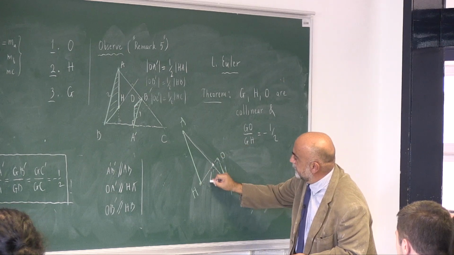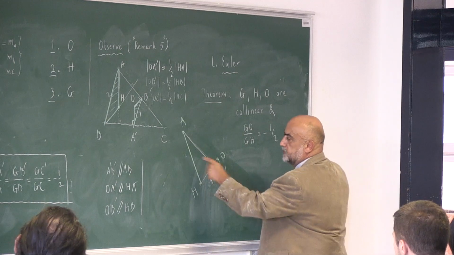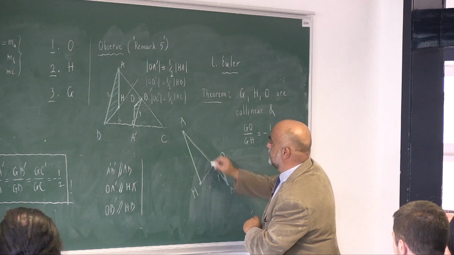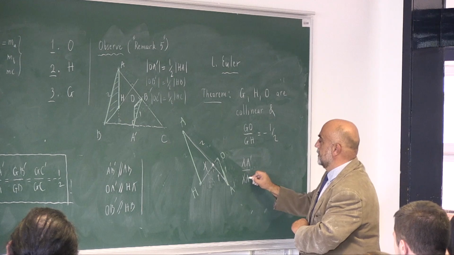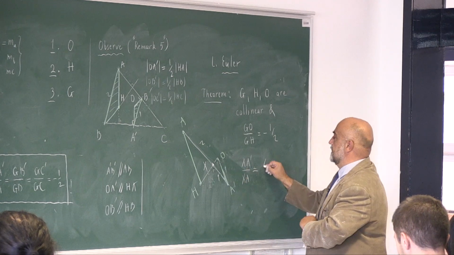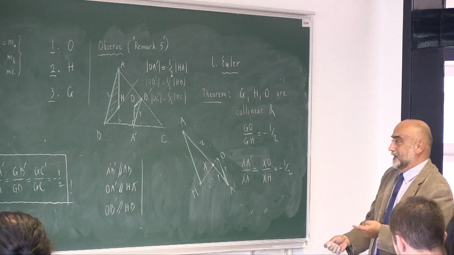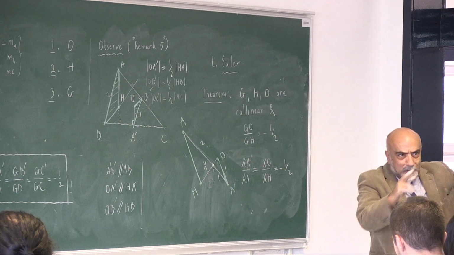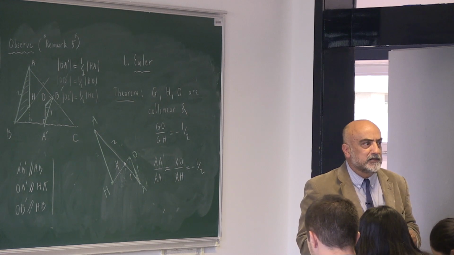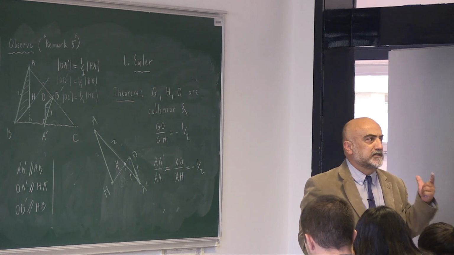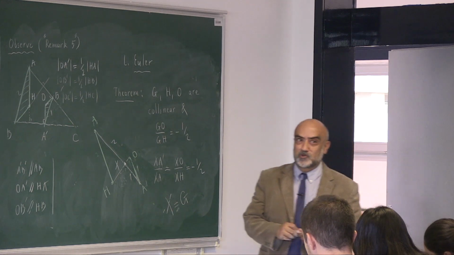So it's not easy to draw a good picture. X must divide A prime A in the ratio 1 to 2. So this is 1 to 2, so this is 1 to 2. So the ratio of XA prime to XA must be the same, in fact, as XO to XH, and this must be -1/2. So this tells me AA prime is the median. And you are looking at the very point that divides it in the ratio 1 to 2. It is just the centroid. So this X is in fact G. But that's remarkable. That's remarkable.